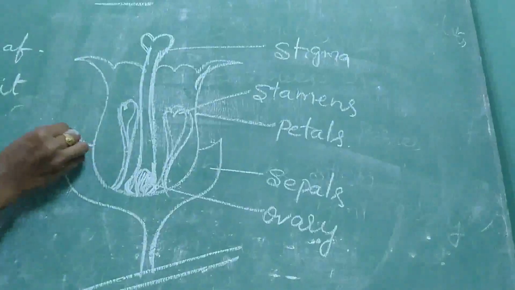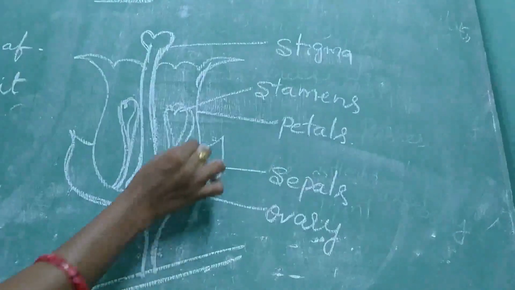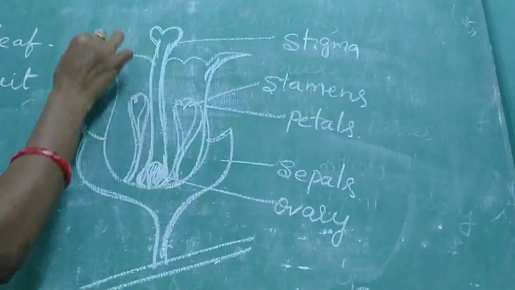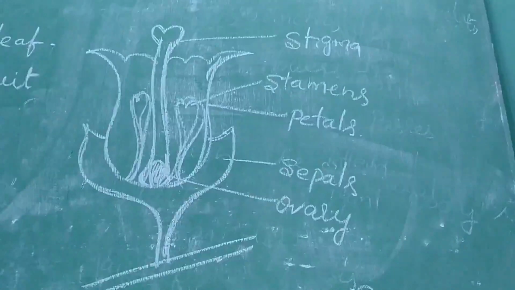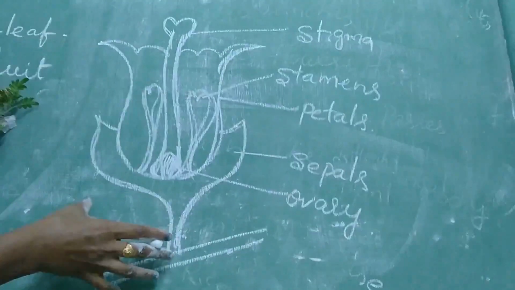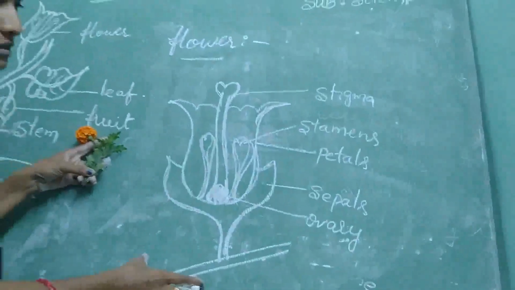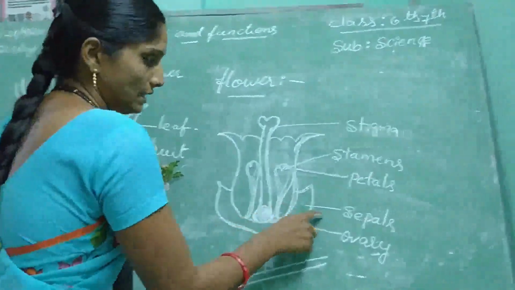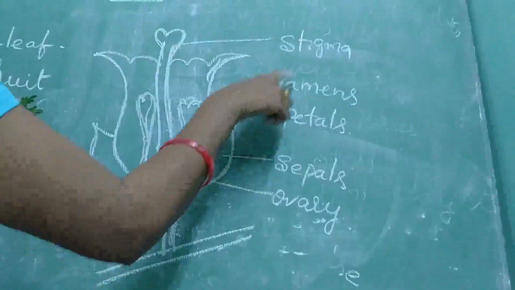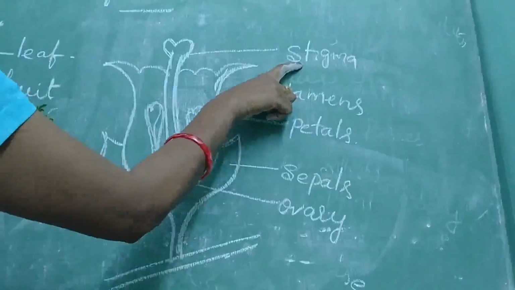This lesson will help in your 7th class syllabus. This is in the 7th class syllabus, not in the 6th class syllabus. This is the total flower structure. A flower consists of a number of important parts. The first part is sepals, the second part is petals, the third part is stamens, the fourth part is stigma, and the fifth part is ovary.